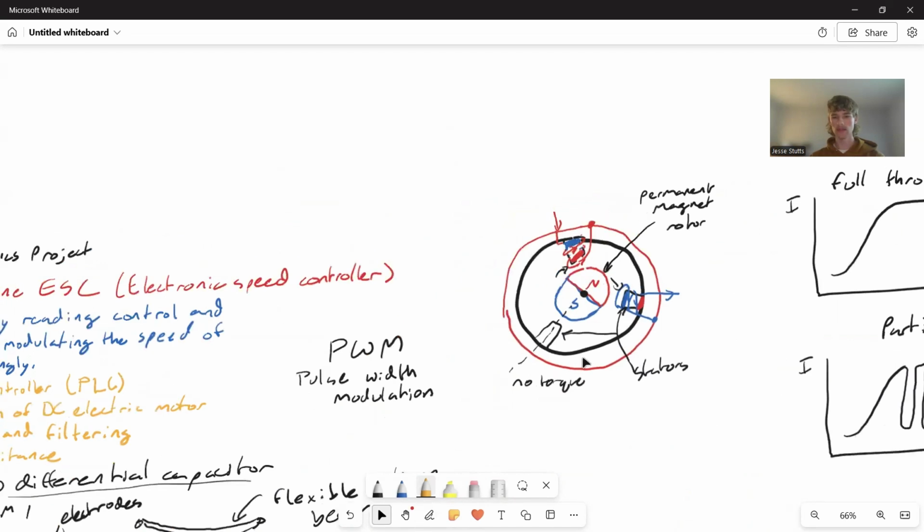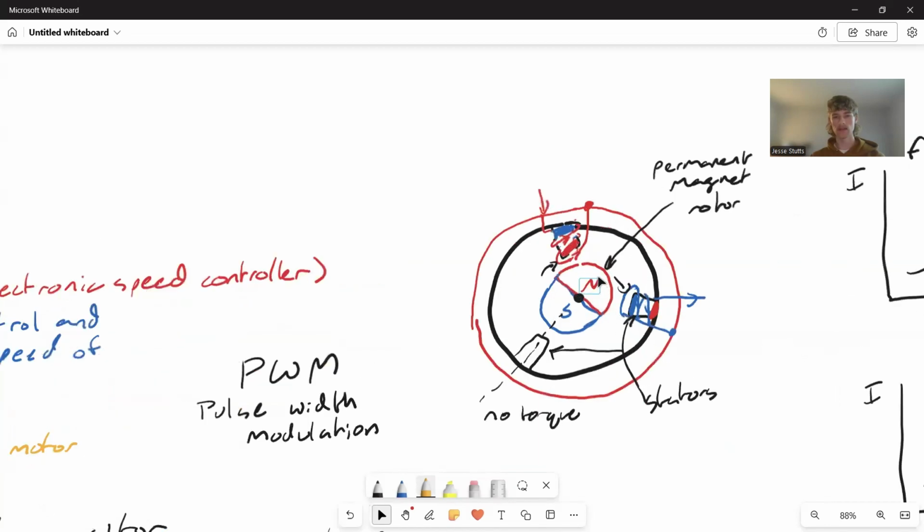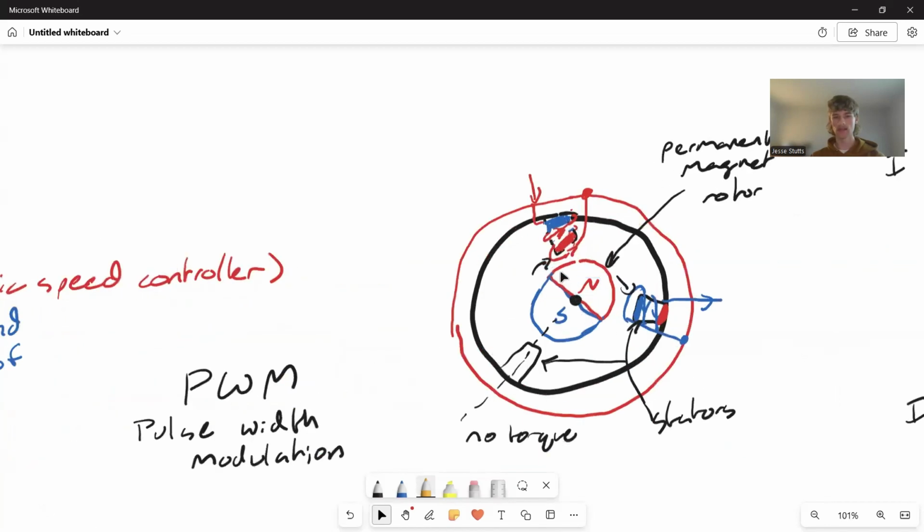So in this case, we have a permanent magnet DC motor. This is a three-phase motor. As you can see here, the permanent magnet is polarized north and south, and in this particular case, rotating clockwise. With this orientation, this stator coil is charged such that the North Pole is adjacent to the North Pole of the rotor, pushing it away.